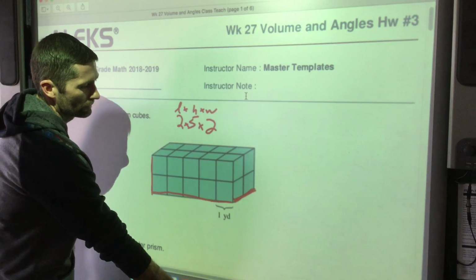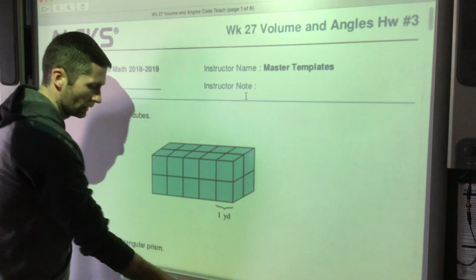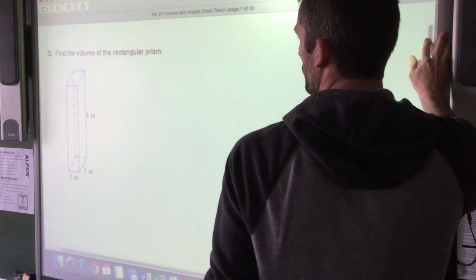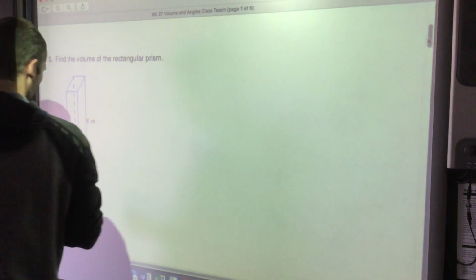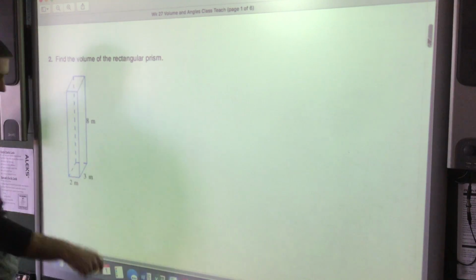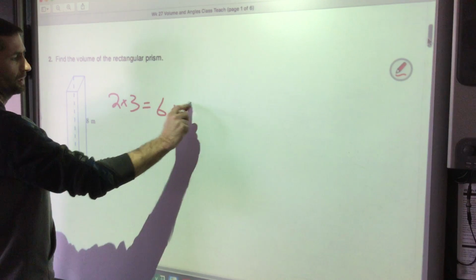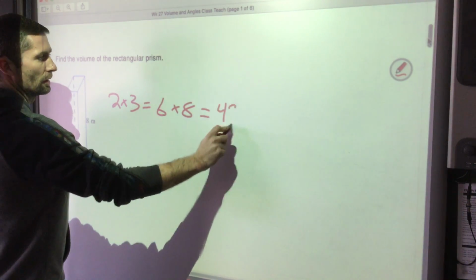Okay, so that's what we're mainly doing this week. We are finding the volume. How much is inside? Last week we did surface area. Find the volume of this. Okay, so 2 times 3 times 8. 2 times 3, 6. 6 times 8 is 48.